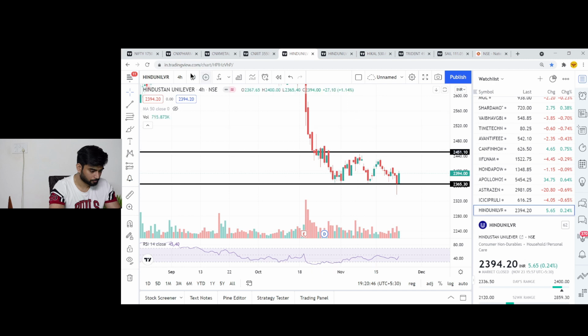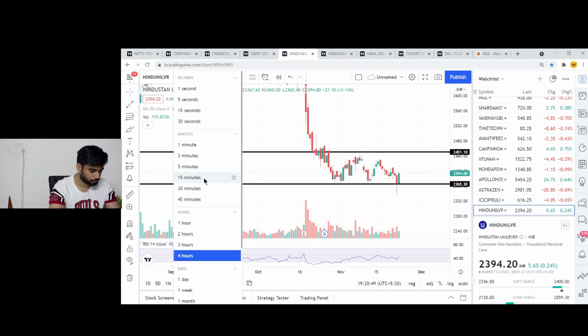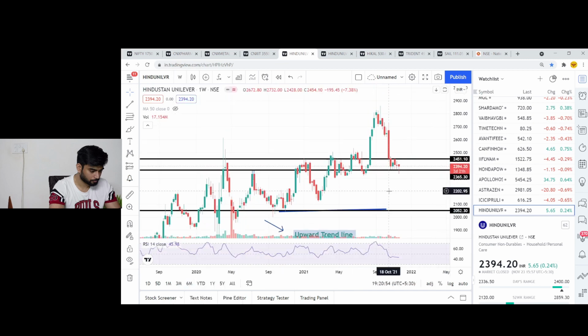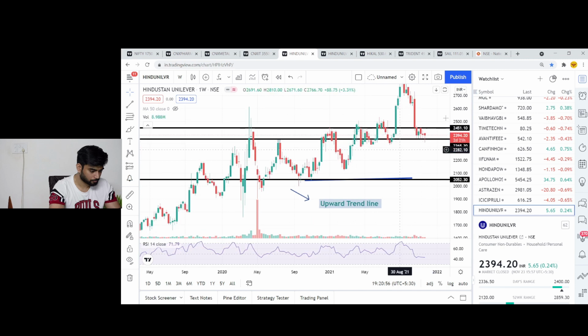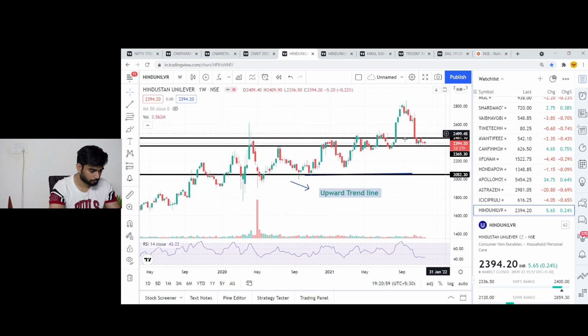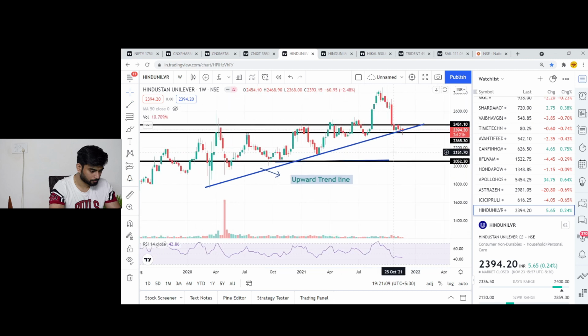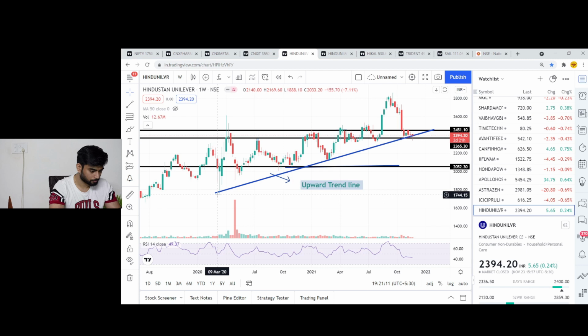One more reason why I'm watching this particular script is its weekly chart. If you look at the weekly chart, it has given a rally multiple times from this trend line, which I'll just show you. This is a trend line which has been respected multiple times, and now again Hindustan Unilever is trading near this trend line. This trend line has been respected from March last year, and till now we have not seen Hindustan Unilever going below it.